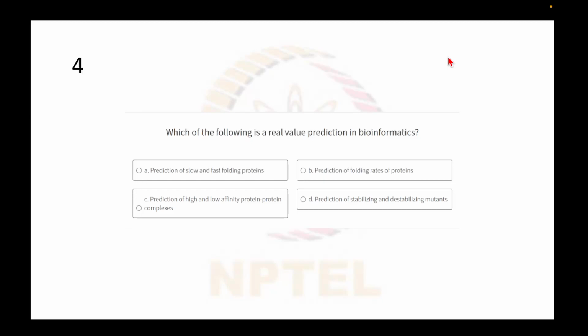So whether prediction of slow and fast folding proteins, or prediction of folding rates, prediction of high and low affinity protein-protein complexes, or prediction of stabilizing and destabilizing mutations. Which of the following is a real value prediction or a continuous value prediction in bioinformatics?